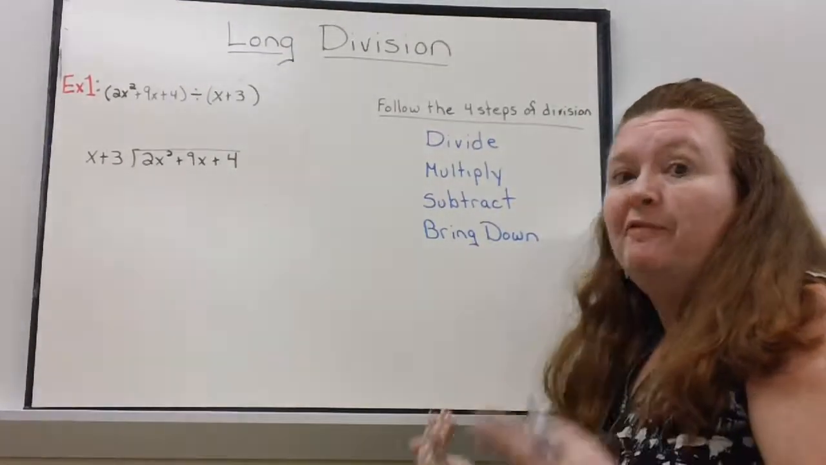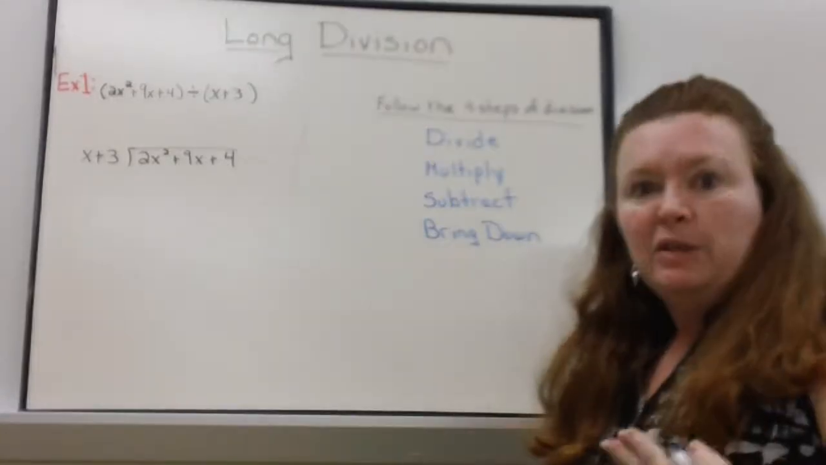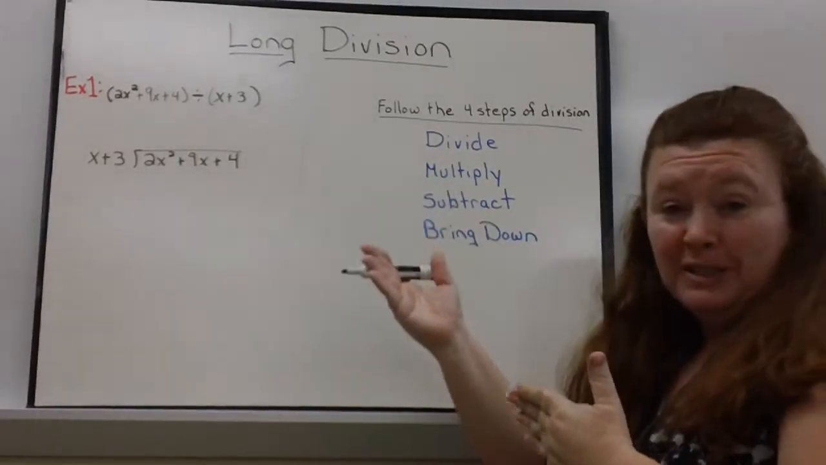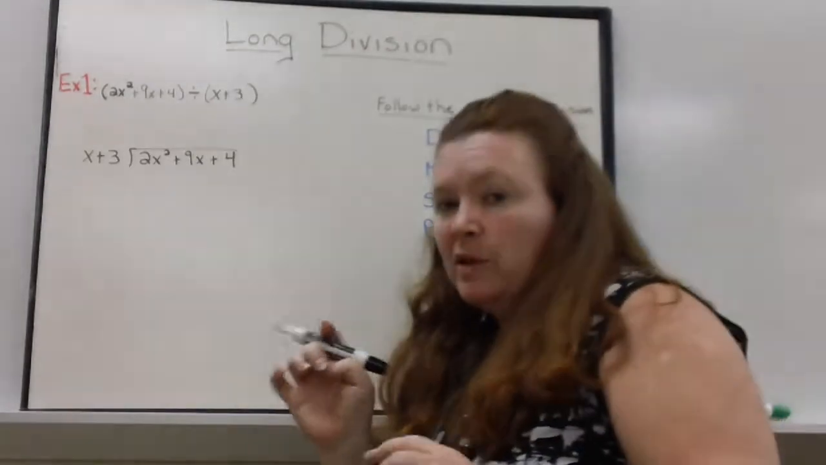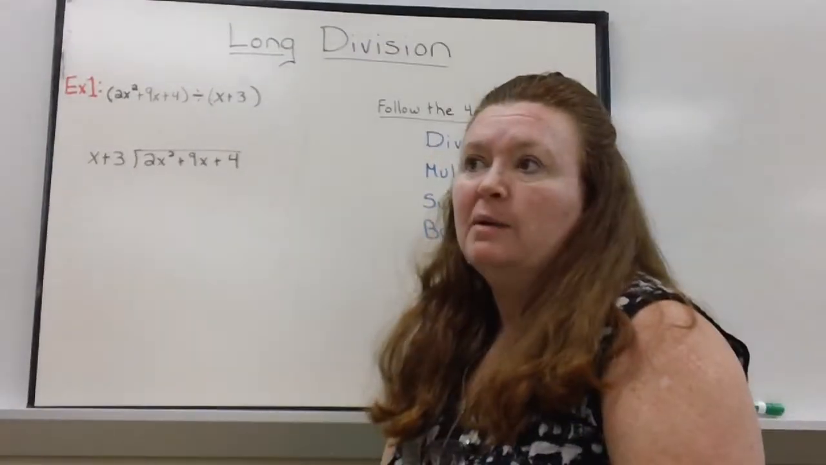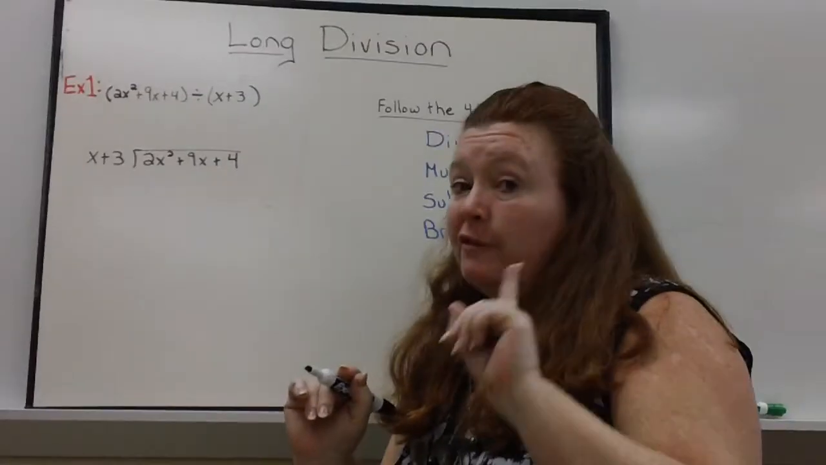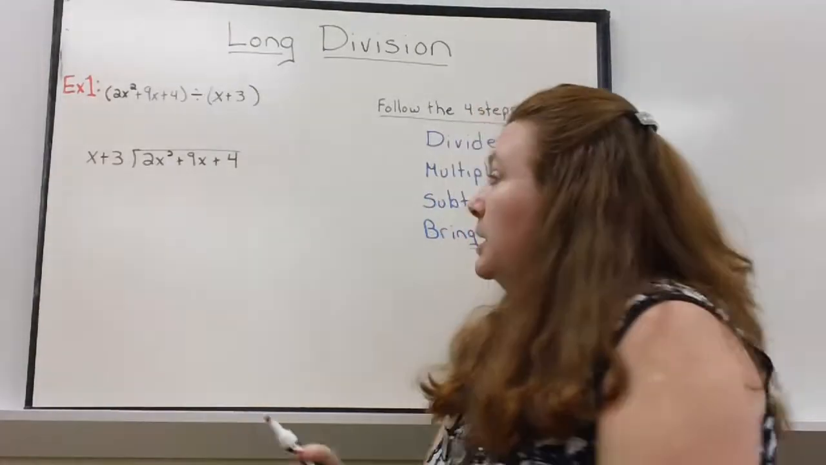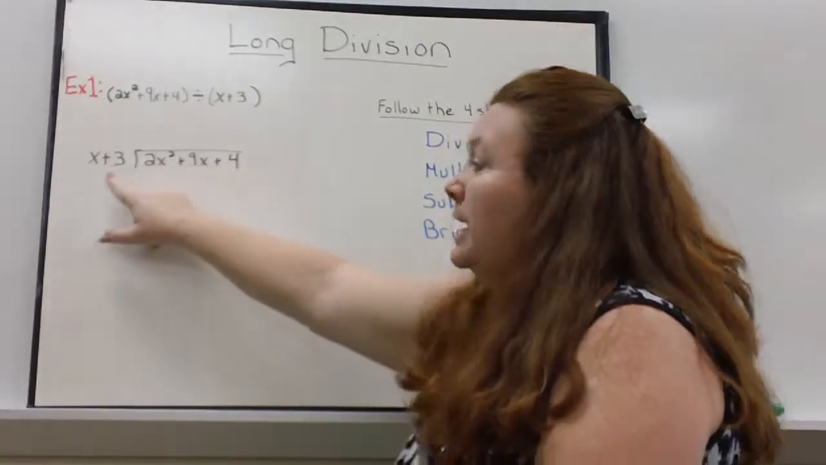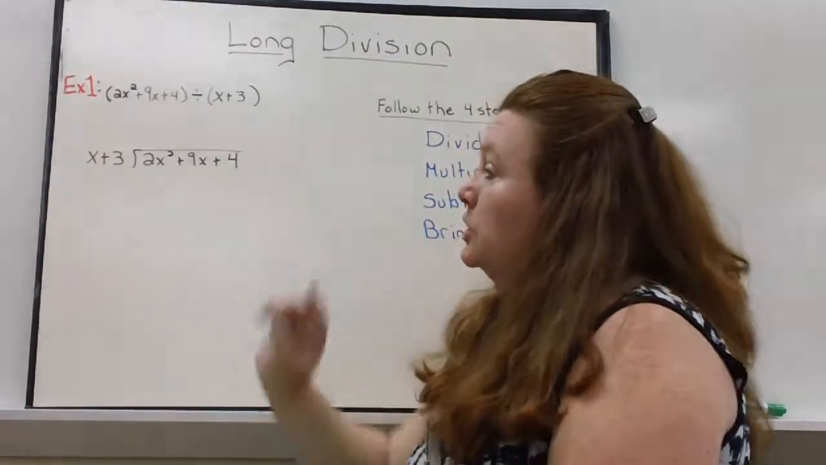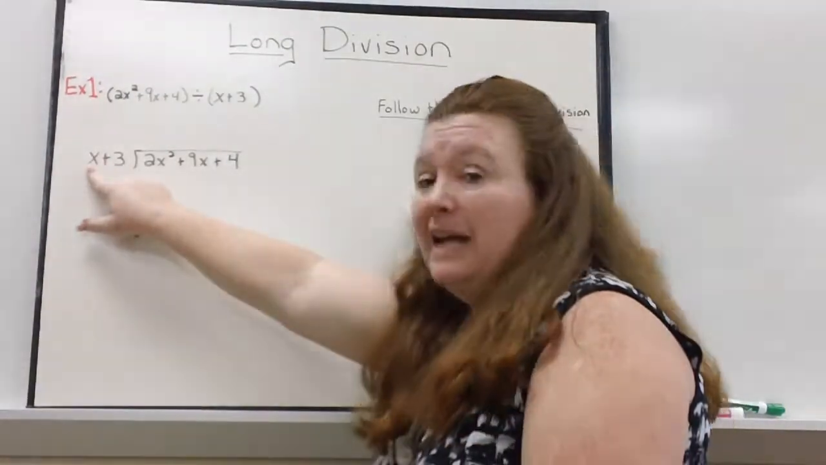Now normally you would divide, for example, 8 into 53. This time we have variables, so that adds a little extra fun to our problem. We're going to have a slight twist on that rule because of the various terms in the polynomial. When we divide, you just divide the first term by the first term. So I have 2x squared plus 9x plus 4, and I'm dividing by x plus 3.